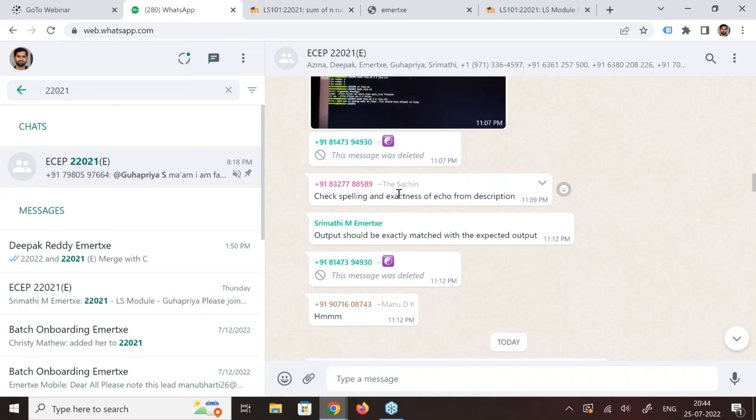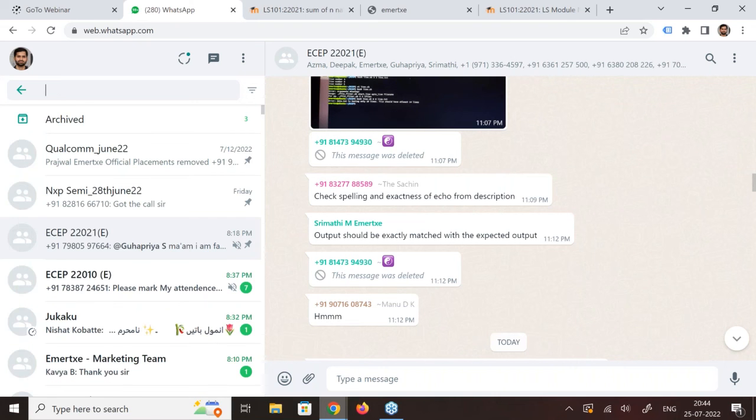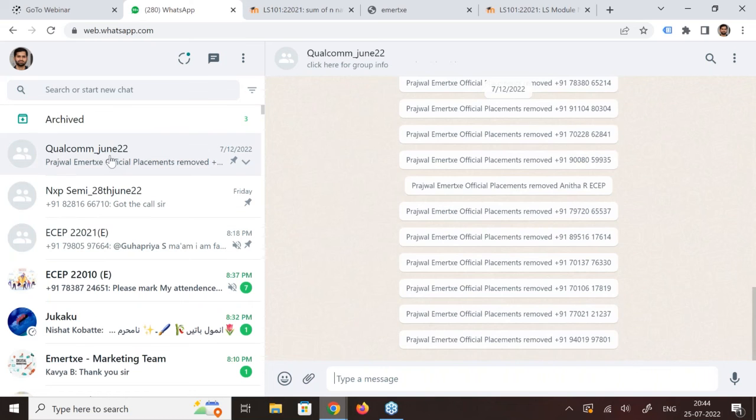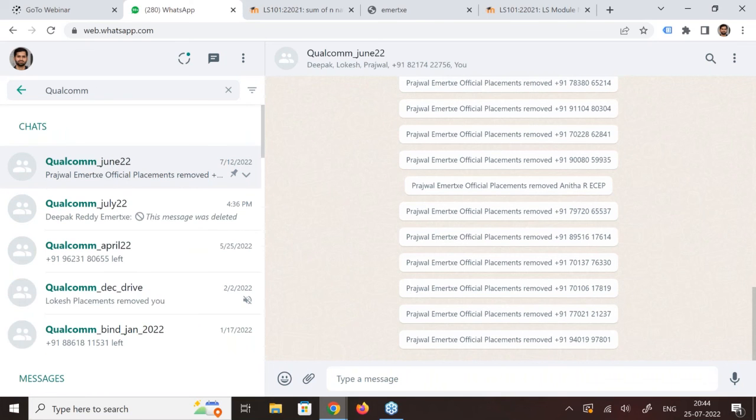So apart from creating groups for batches, we'll also create groups for placements, right? You can see here this is Qualcomm, let's say I search. Qualcomm has visited multiple times. I'm just showing you recent visits, right? So recently Qualcomm visited, like every month they are coming. So we'll create a WhatsApp group whenever they visit.